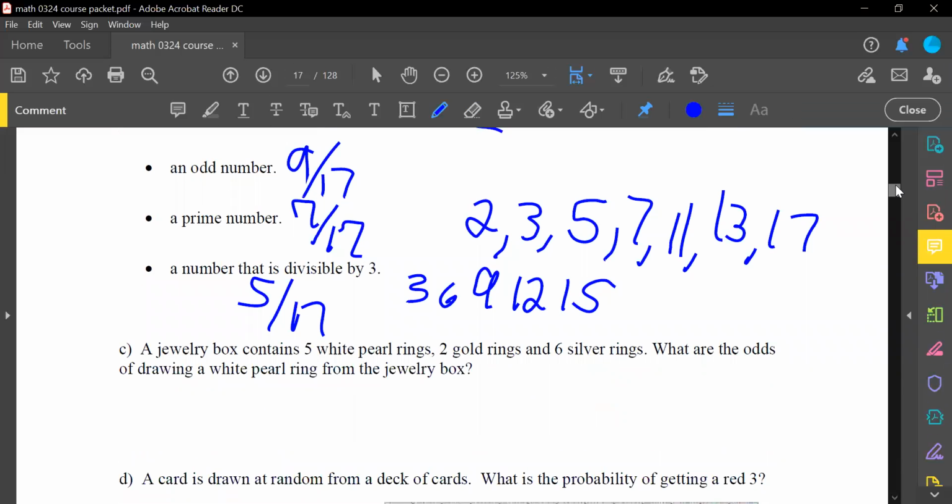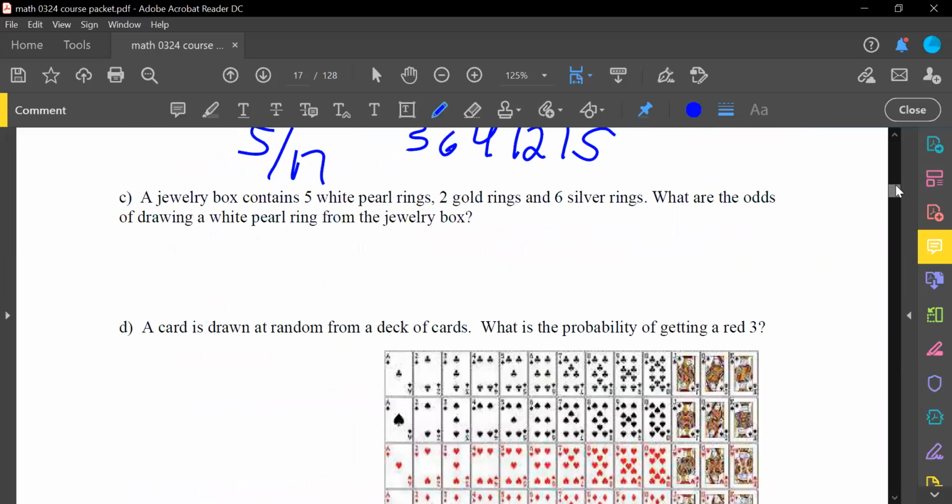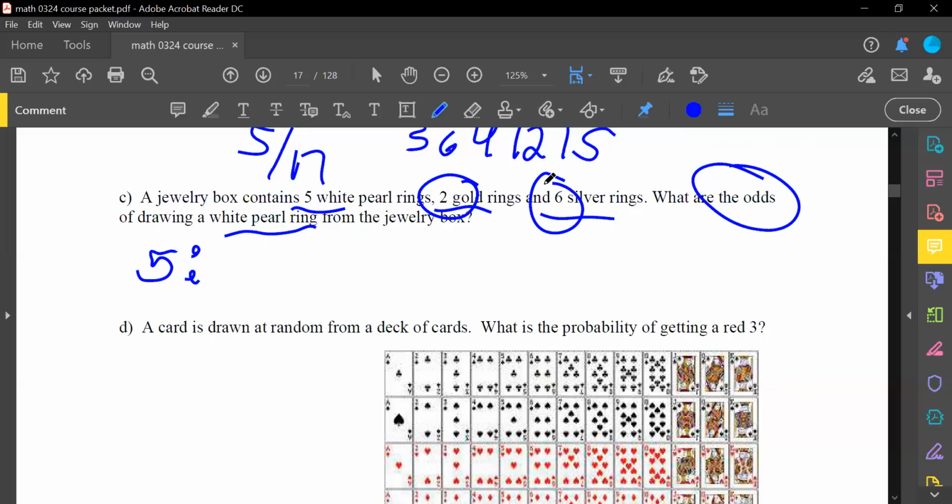All right, let's take a look at this next. It says a jewelry box contains 5 white pearl rings, 2 gold rings, and 6 silver rings. What are the odds, back to odds, of drawing a white pearl ring from the jewelry box? There are 5 ways of getting those, so that would be 5. And how many ways of not getting those? Well, there are 2 gold and 6 silver, so it'd be 5 to 8. And that is not a fraction I need to reduce.